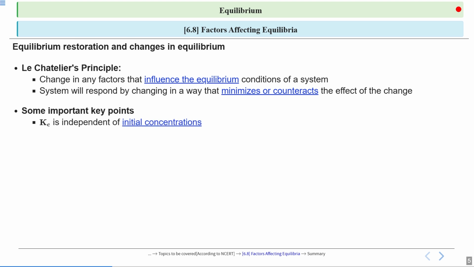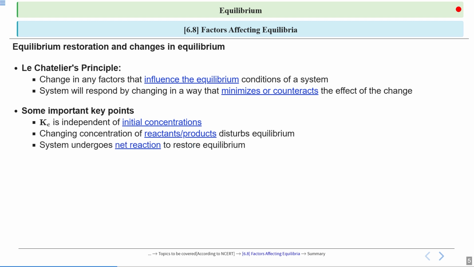Now some key points you should remember. Kc is independent of initial concentration. This is a very important point. You can take any initial concentration, but the value of Kc will be the same. Second, changing the concentration of reactants and products can only disturb the equilibrium. Again, the same thing: the change in concentration of reactants and products affects your equilibrium and not your equilibrium constant. Then if you disturb that equilibrium, the system undergoes some net reaction so that the equilibrium can be restored again.